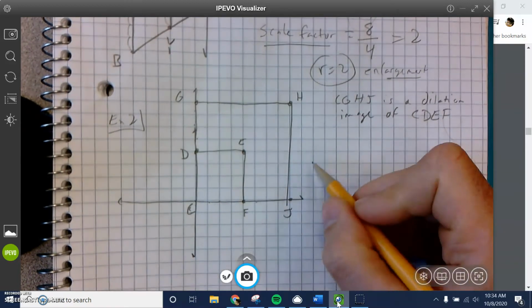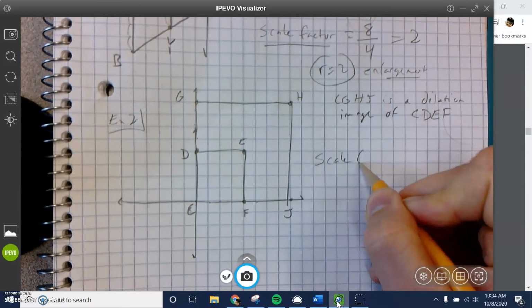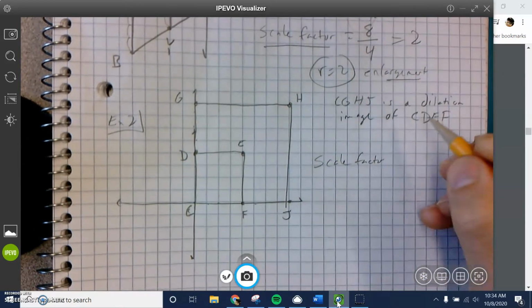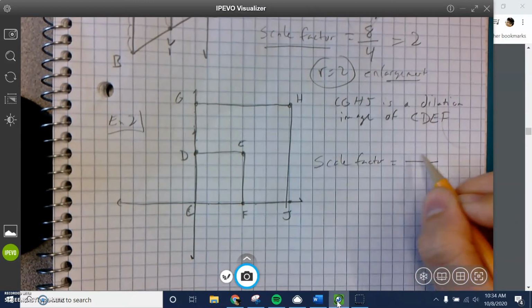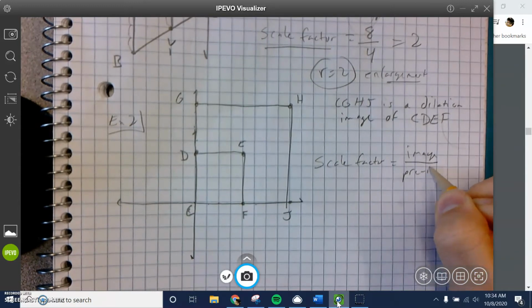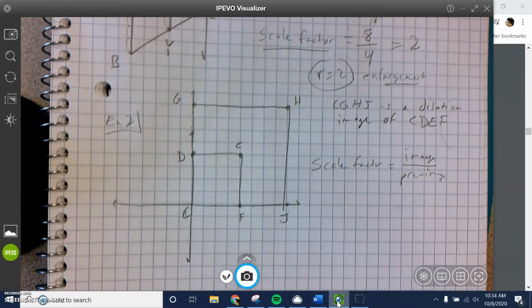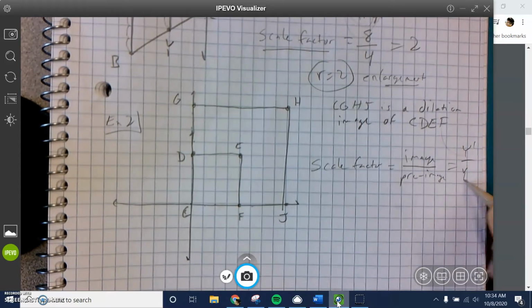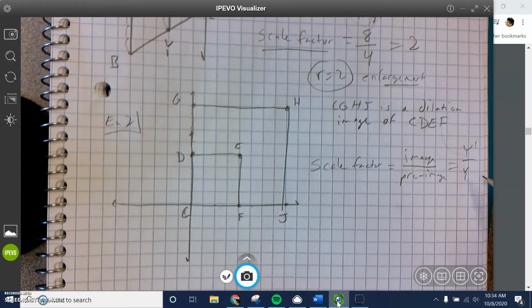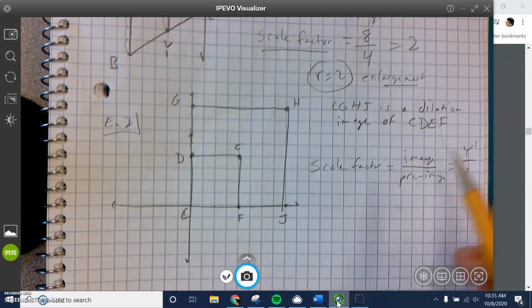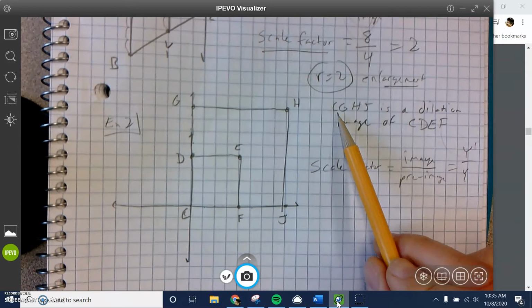So here we go. Scale factor, we're going to do it both ways. You decide which way is best for you, or you can do it both ways. That's going to be the image over pre-image length, or the Y coordinate of the image over the Y, so Y prime over Y. Let's do image over pre-image first. It doesn't matter. But which is which? It tells me. Okay.